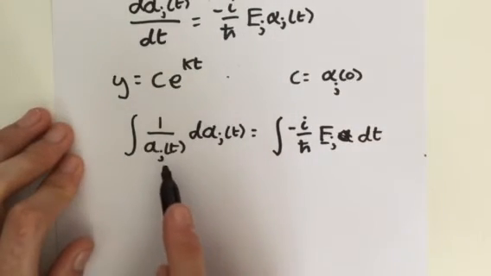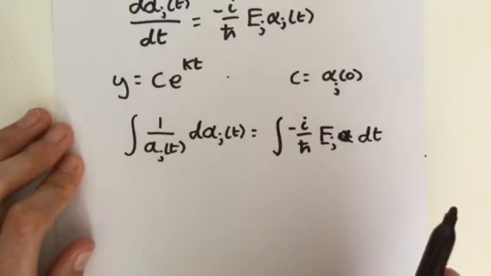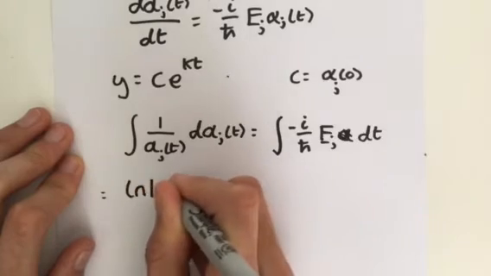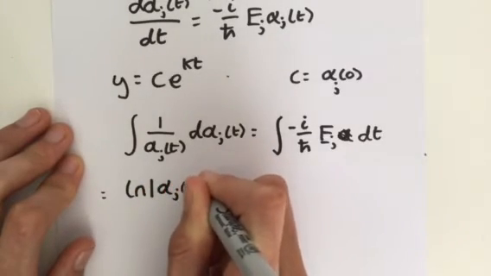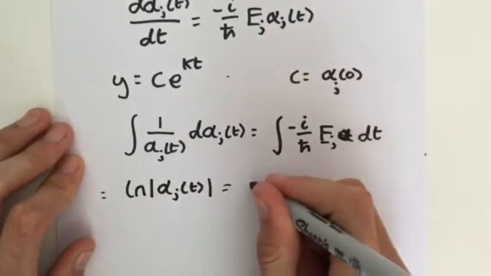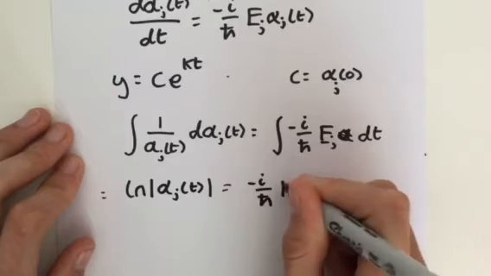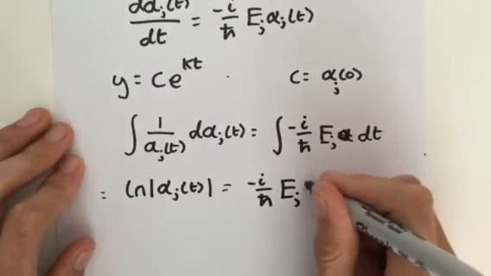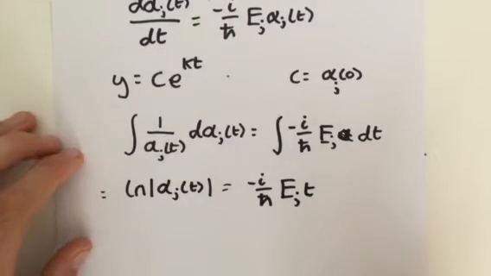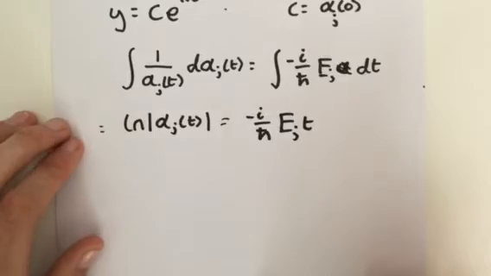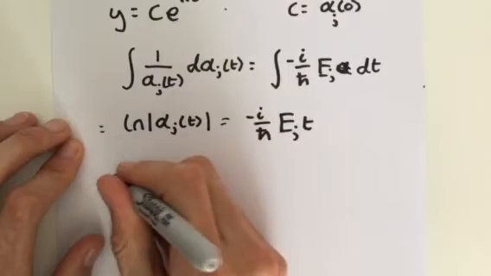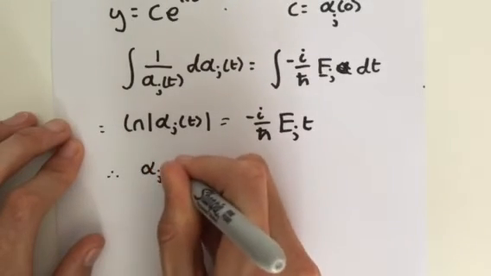The integral of 1 over alpha_j(t) with respect to alpha_j(t) is of course the natural log of alpha_j(t). So it's going to equal the natural log of the modulus of alpha_j(t). And this of course is just a constant, so it's going to equal minus i over h bar E_j, and we multiply that by t. Alright, very good. So we can undo the natural log by raising it to the power of the base, which in this case is e. So therefore we get alpha_j(t).